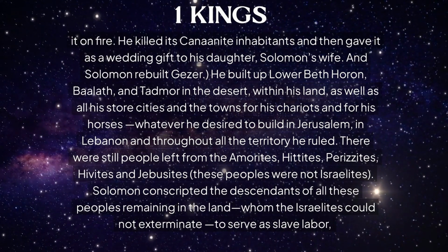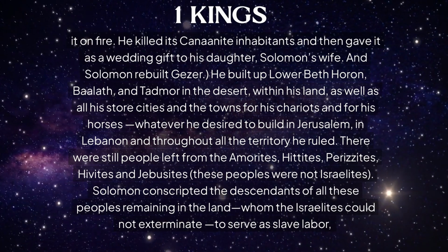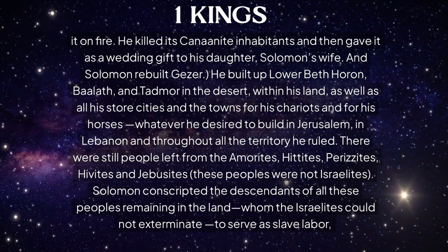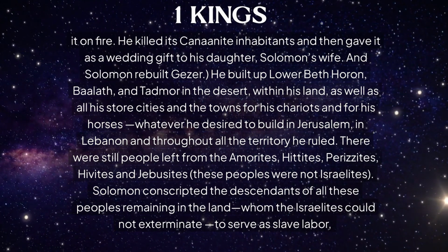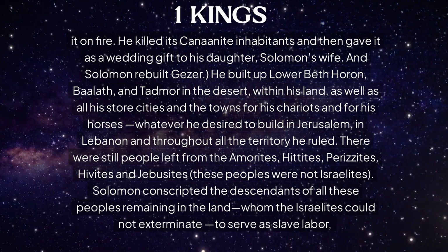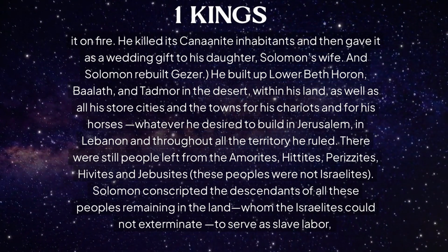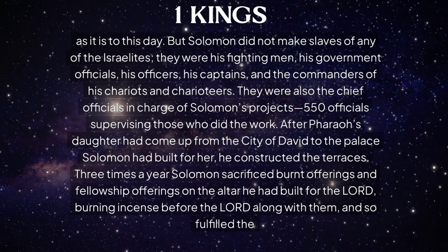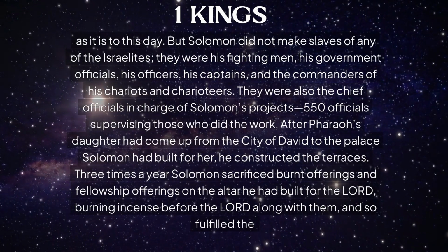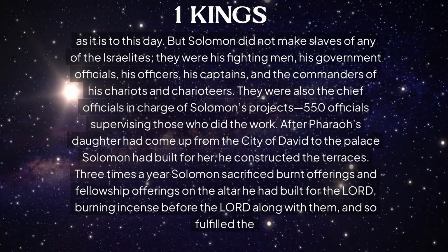There were still people left from the Amorites, Hittites, Perizzites, Hivites and Jebusites. These peoples were not Israelites. Solomon conscripted the descendants of all these peoples remaining in the land, whom the Israelites could not exterminate, to serve as slave labor, as it is to this day. But Solomon did not make slaves of any of the Israelites.